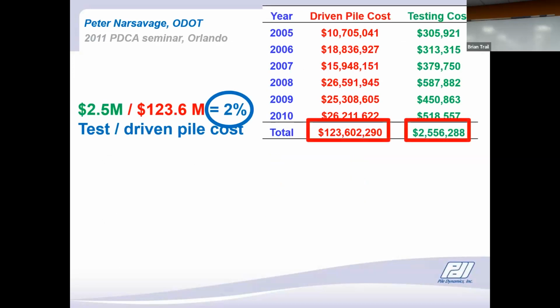Let's take a look at an exercise that the Ohio Department of Transportation did over a period of 6 years. And we have the driven pile costs per year adding up to $124 million over the course of those 6 years. And the testing costs added up to $2.5 million, and the ratio of the two is we spent 2% of the driven pile costs in testing. Okay. What does that really mean?